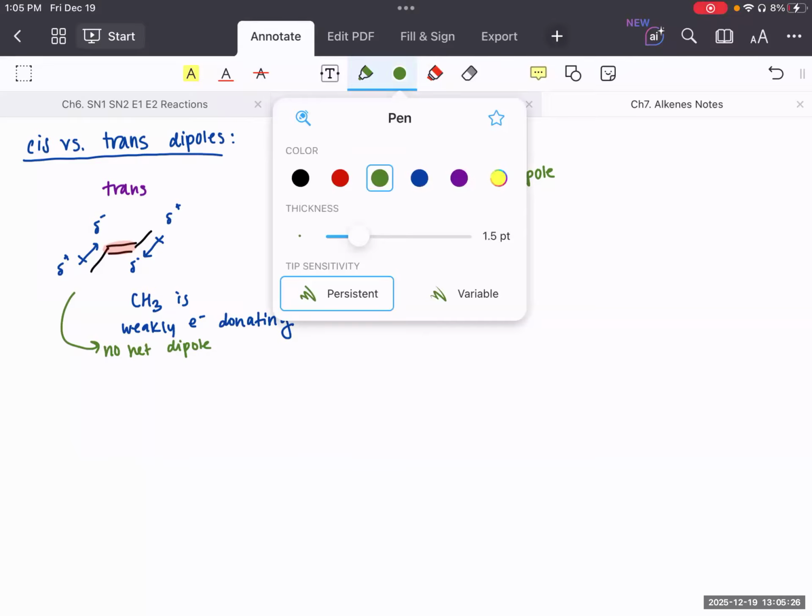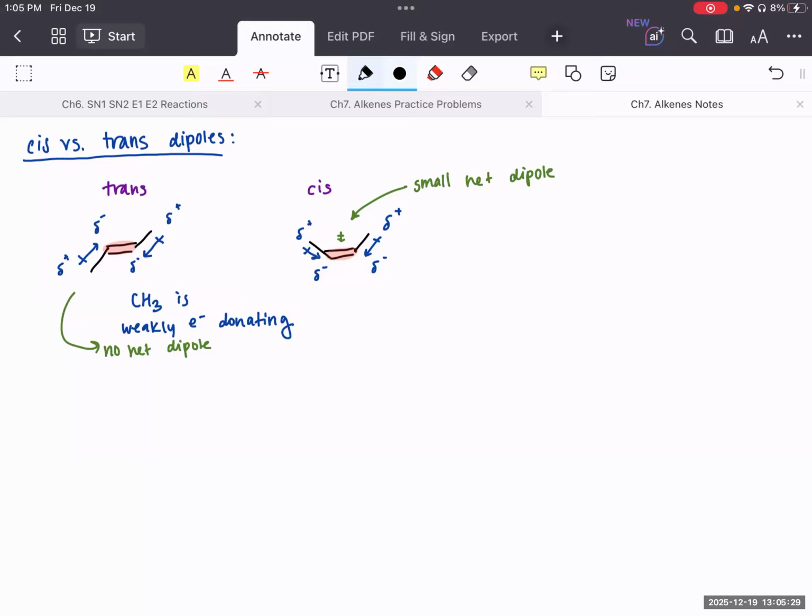And because the structure on the right has a small net dipole, this contributes to a higher boiling point and melting point due to intermolecular forces that would exist in a solution containing a cis alkene. Having a cis structure contributes to a higher melting point than the trans one does. This is relevant for things like oils or lipids that are found within cells, for a lot of different things that can affect the melting point of those different compounds.